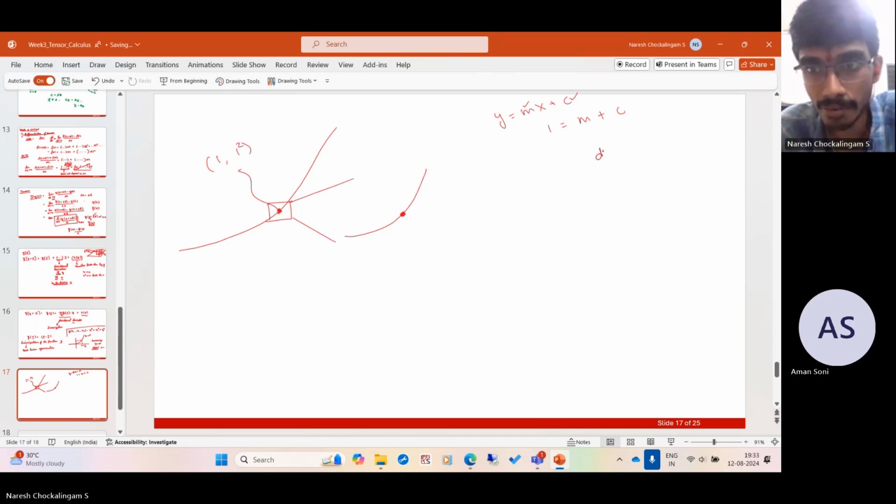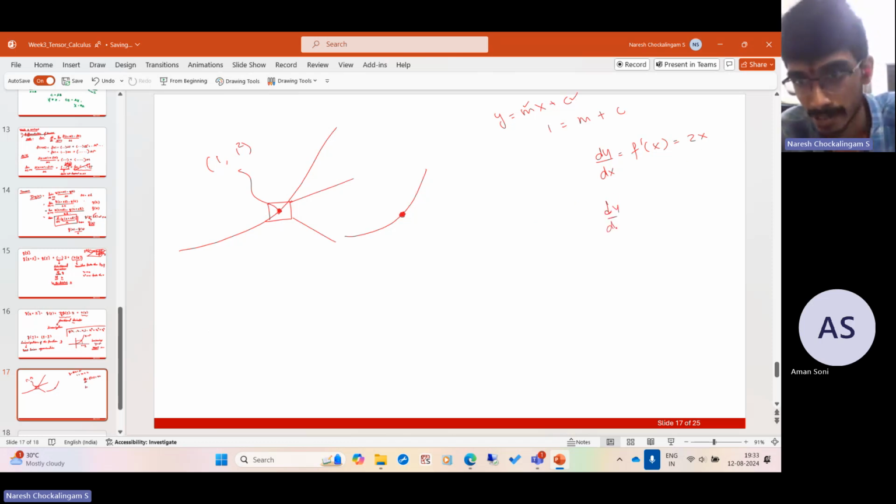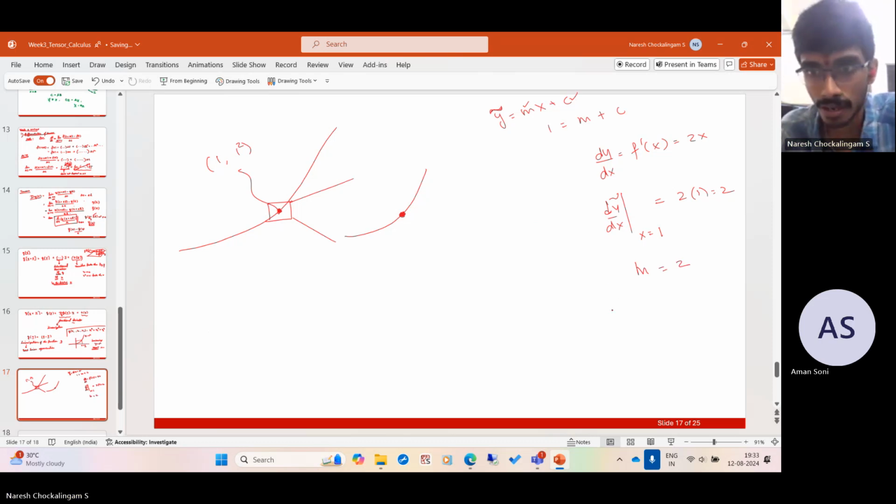So dy by dx at this point has to be equal to f dash of x. What is f dash of x? It is 2x, and you can only enforce it at one point. So dy by dx at x equal to 1 is 2 into 1, which is 2. Let us call the linearization y tilde. Then dy tilde by dx should also be 2, which means m should be equal to 2, and so c is equal to minus 1.